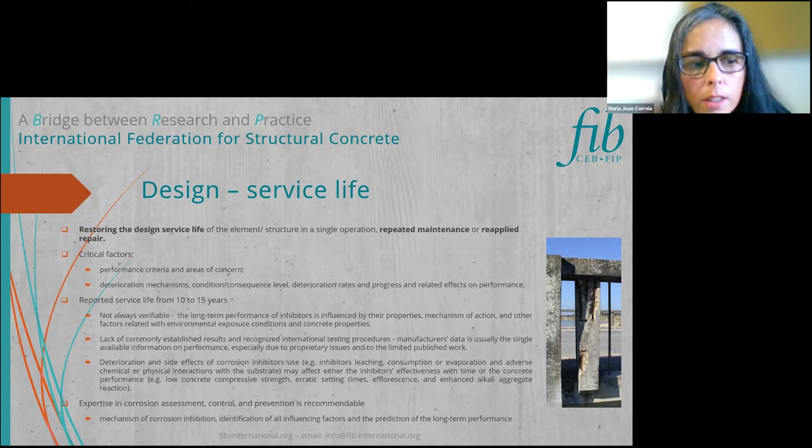Depending on the decision of restoring the design service life of the element or of the structure in a single operation or opting for repeated maintenance or reapplied repair, the critical factors on the service life of corrosion inhibitors are the performance criteria and areas of concern, and the deterioration mechanisms, condition level, deterioration rates, and progress and related effects on performance. The reported service life of corrosion inhibitors is usually 10 to 15 years, although this period of time is affected by the inhibitor's properties, mechanism of action, and other factors related with environment exposure conditions and concrete properties. Expertise in corrosion assessment, control, and prevention is recommendable for establishing the mechanisms of corrosion inhibition and for prediction of the corrosion inhibitor's long-term performance.